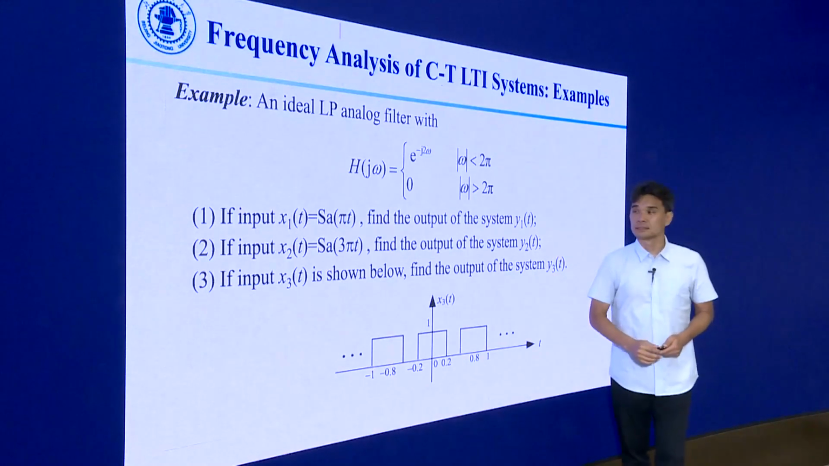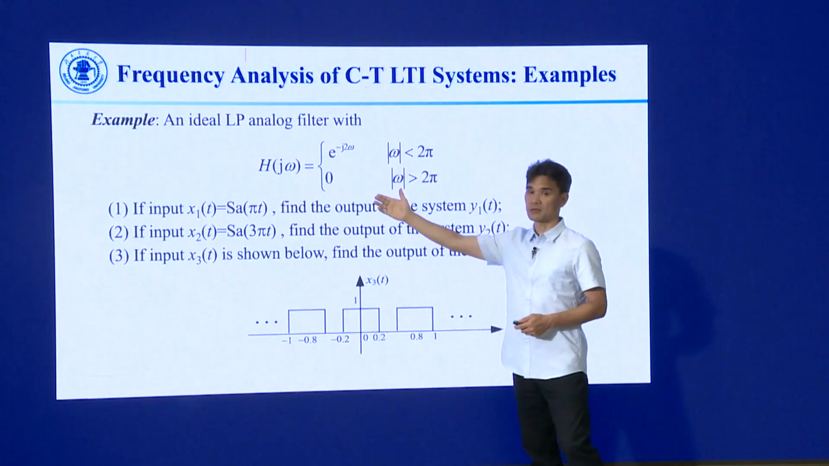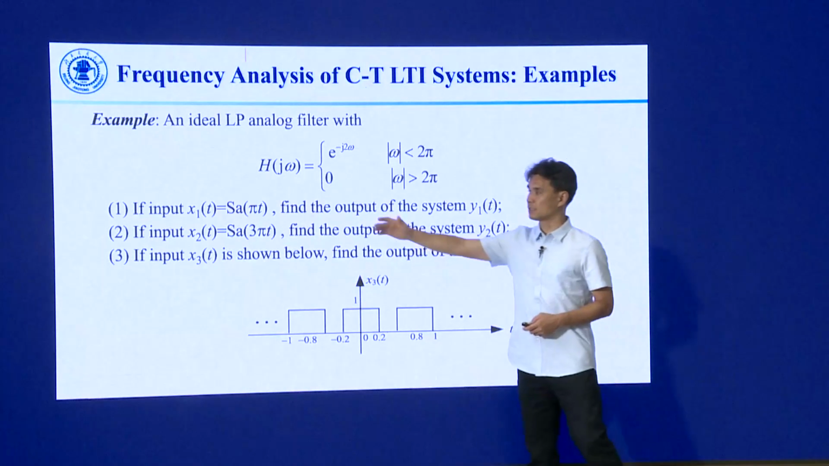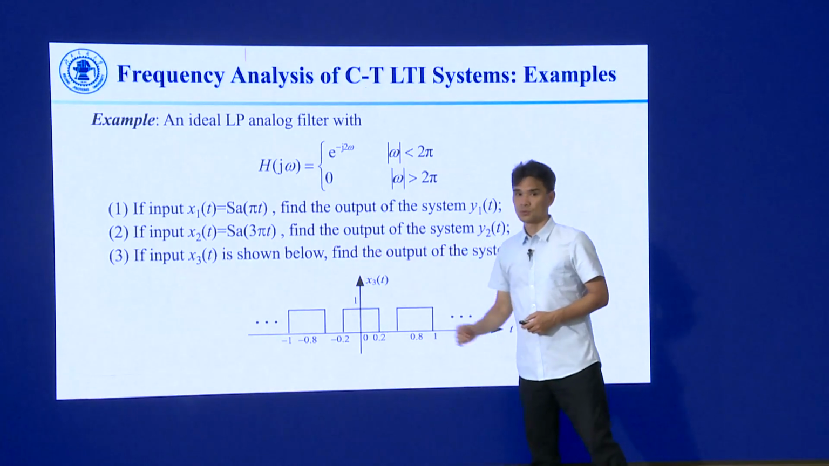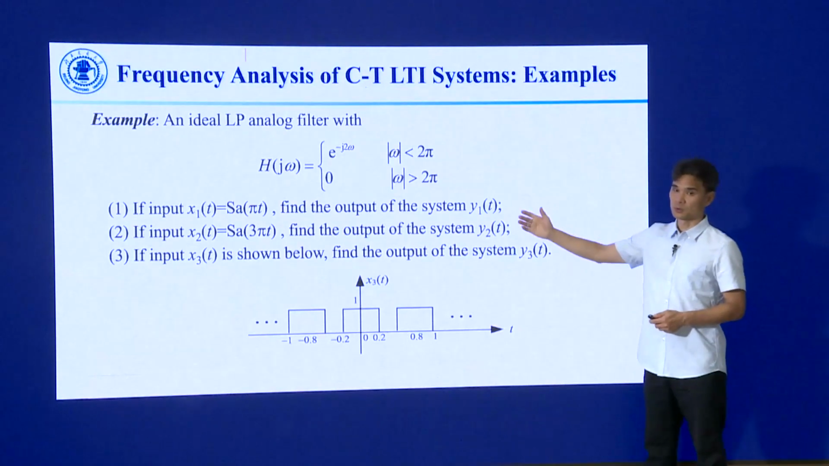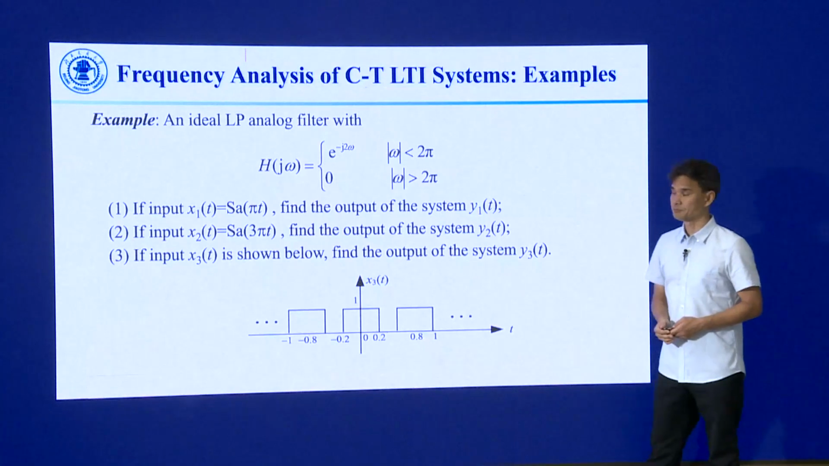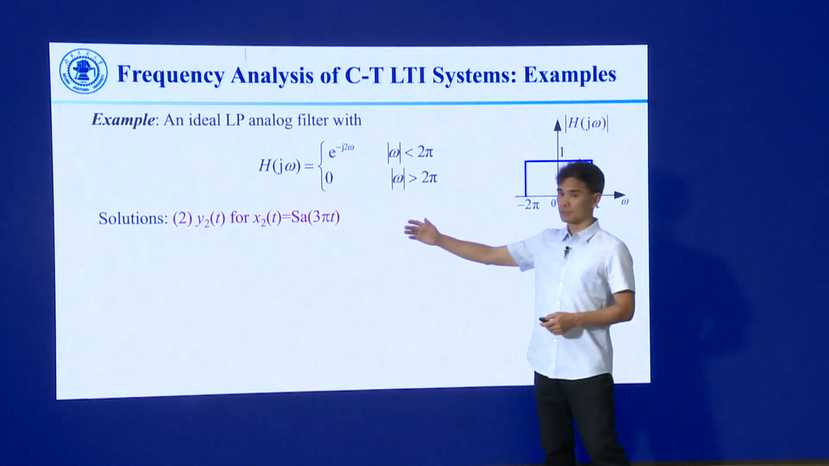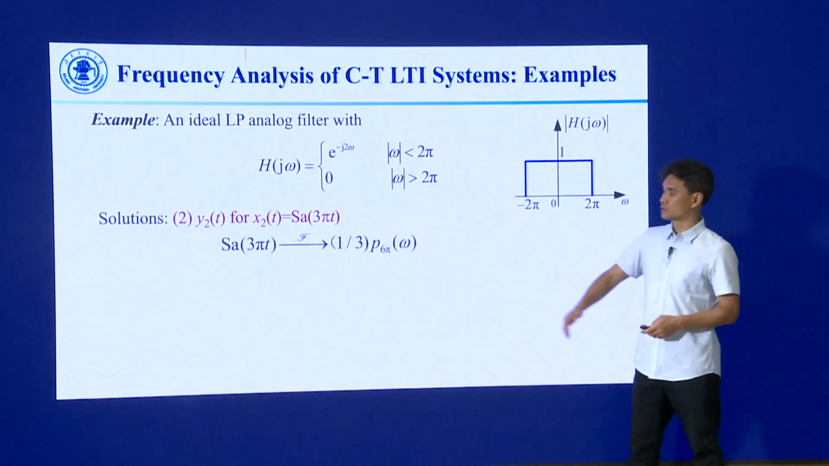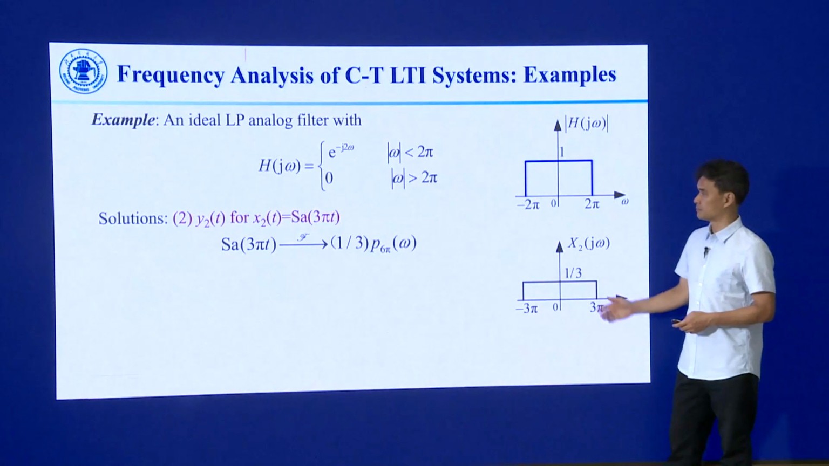We have an ideal low-pass filter whose frequency response is given here. If we have three input signals, we want to evaluate the zero-state responses to those inputs. The second input is again a sampling function. And here is the spectrum in the frequency domain.